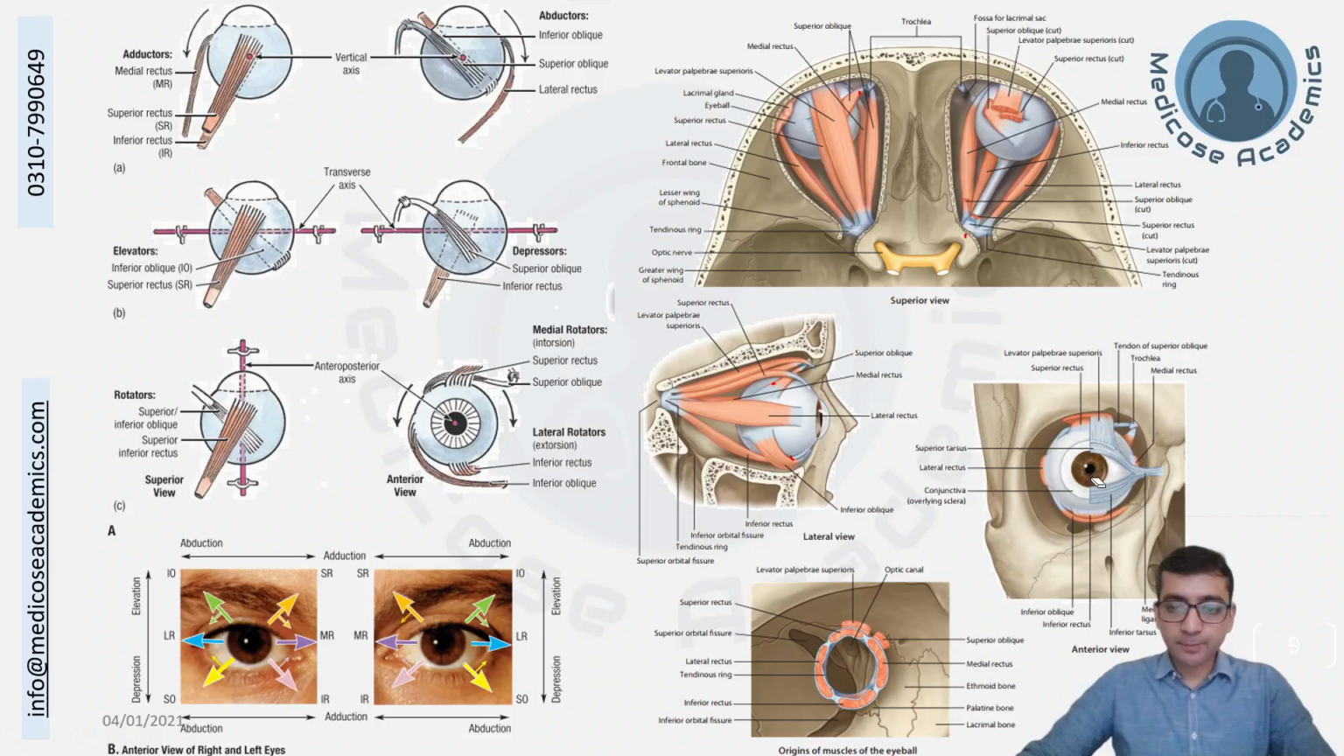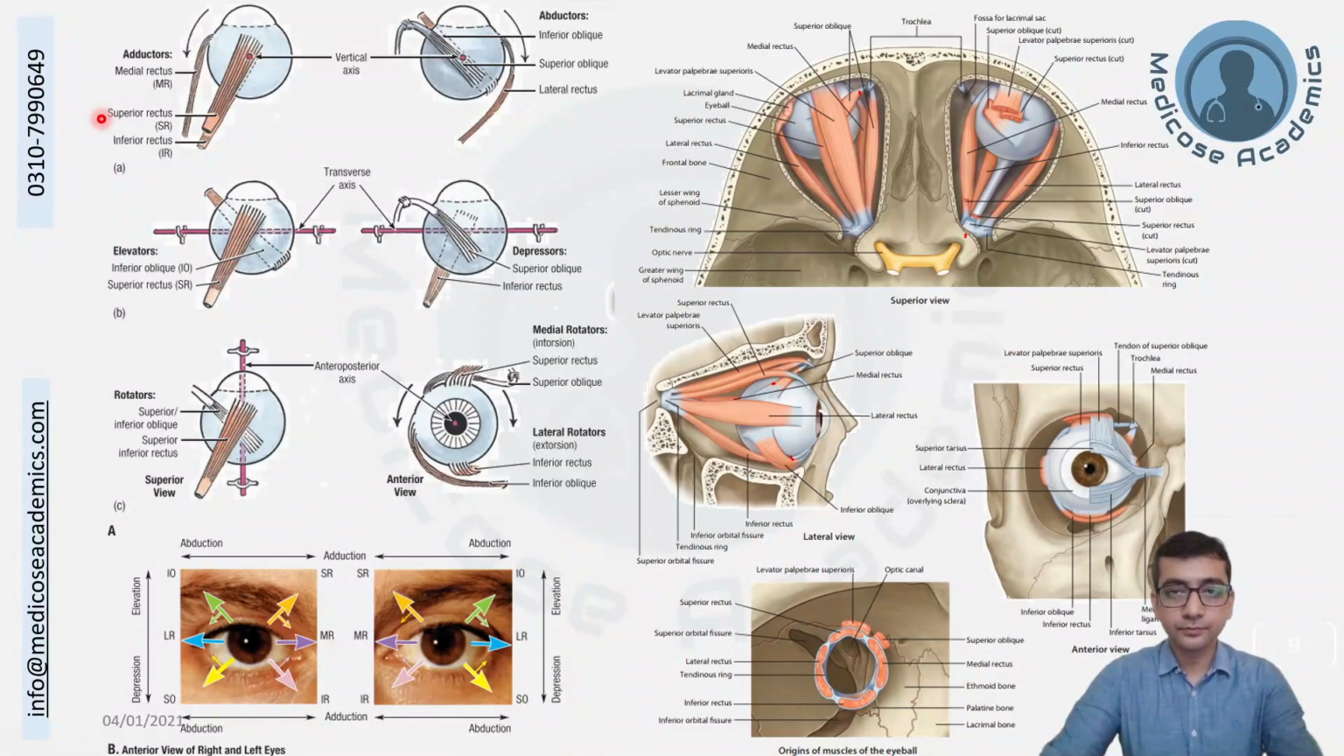Then we are left with levator palpebrae superioris. It has its origin just above the tendinous ring of Zinn and it gets inserted on the upper eyelid. Okay, let's talk about the axis of movements.